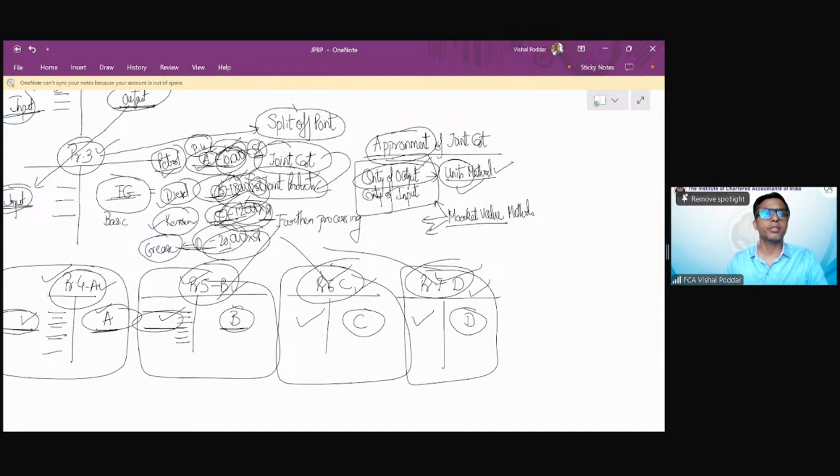Besides these two, we have some other methods also, which are not so commonly used. For the time being, I'm calling them other methods. Again, there are two methods in this, and we will study both of them. So these are the different methods by which you can apportion the joint cost to your joint products. I hope this is understood by all.